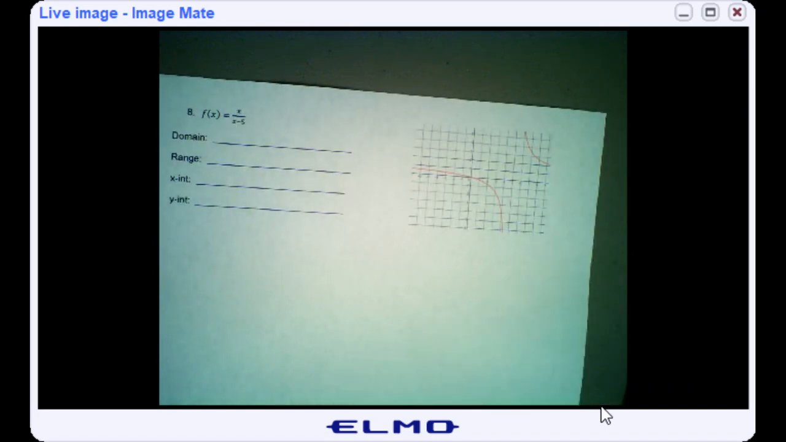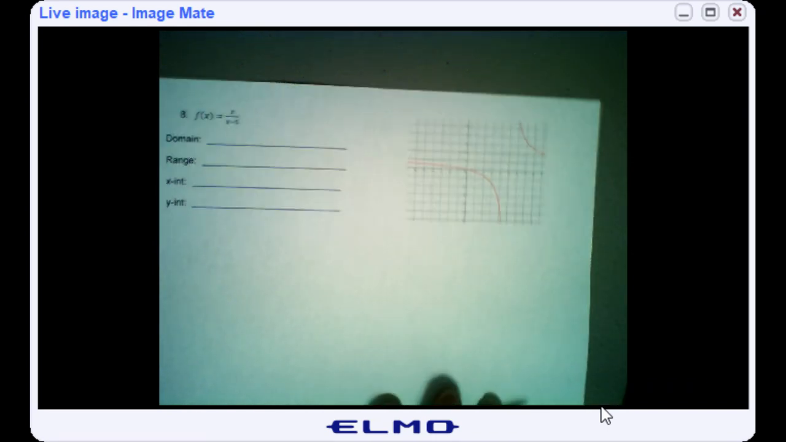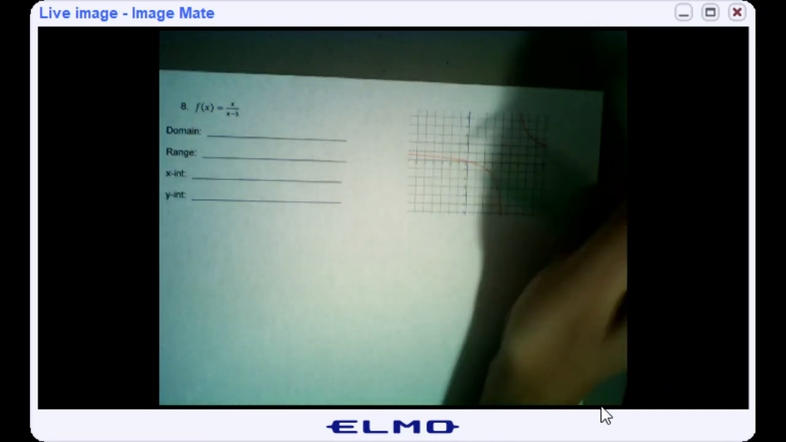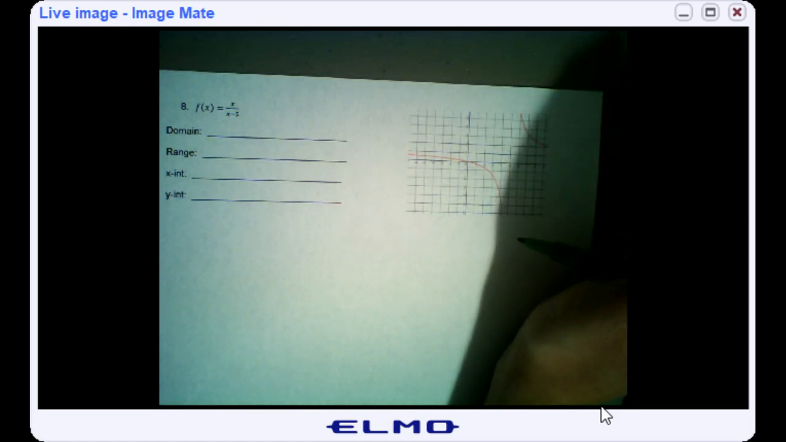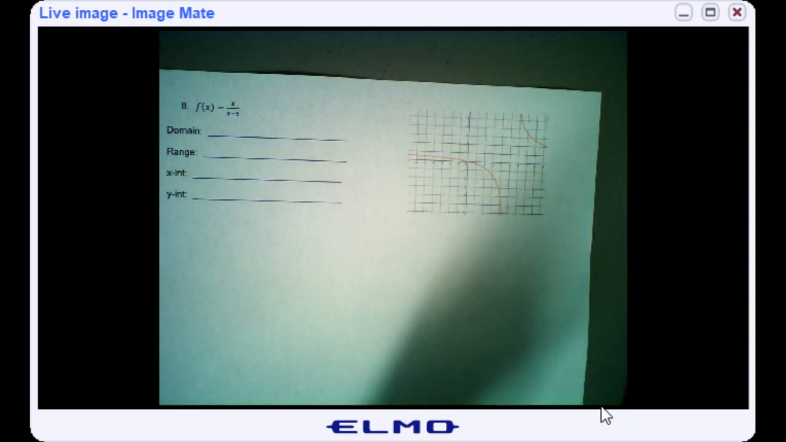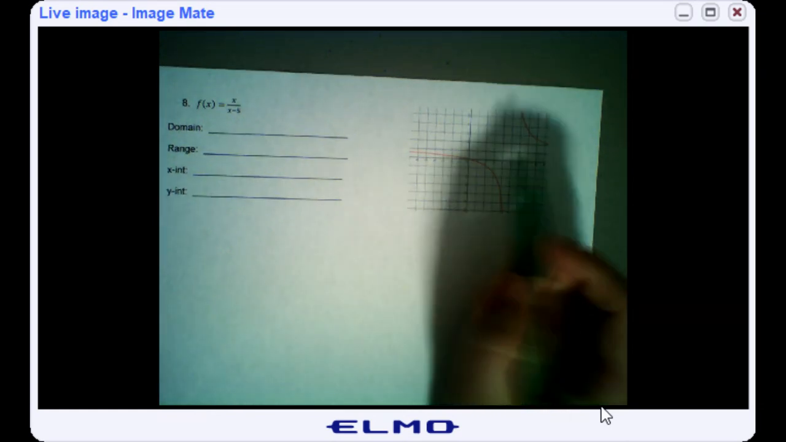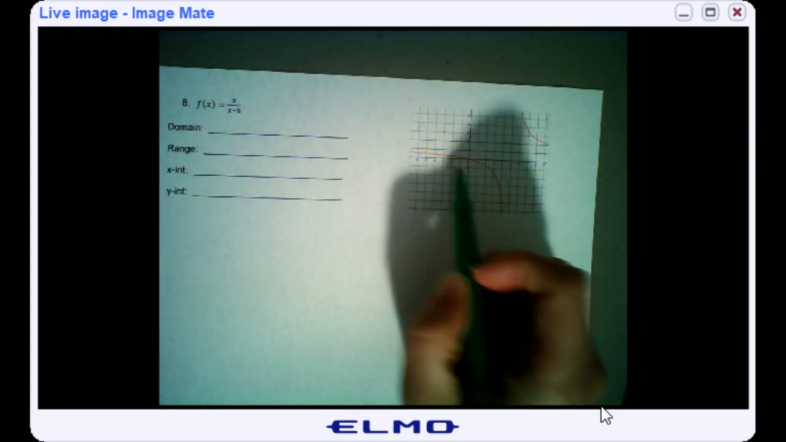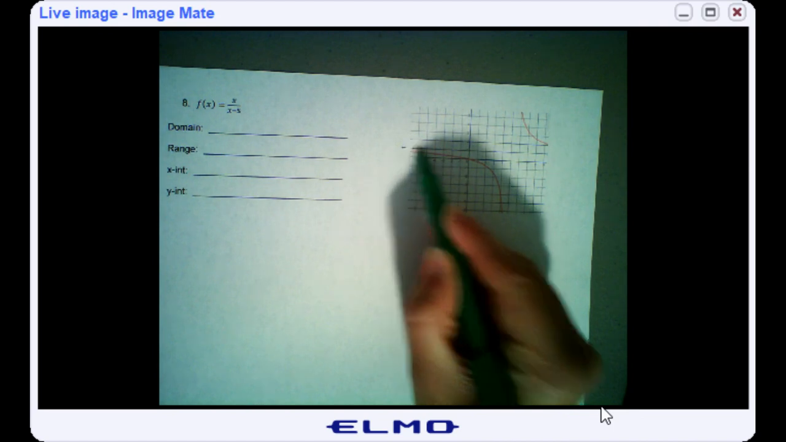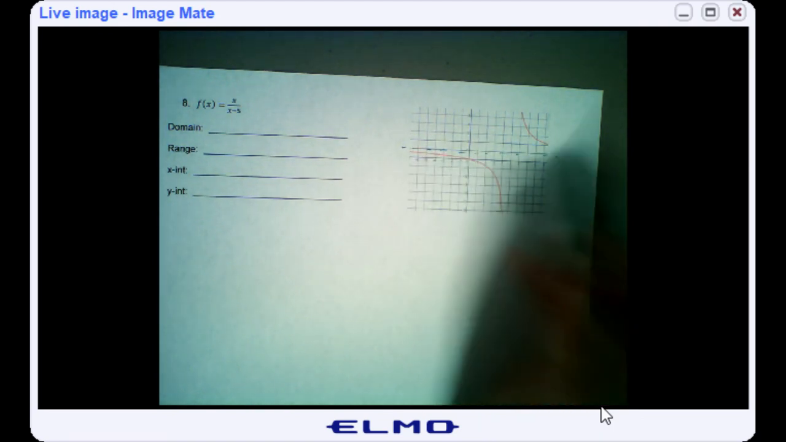Last example, we've got x divided by x minus 5. Got this lovely graph over here. We have not quite figured out how to find the asymptotes mathematically yet. We will later this year. So you're going to look on Desmos, and I'm going to just kind of put the asymptotes in here.